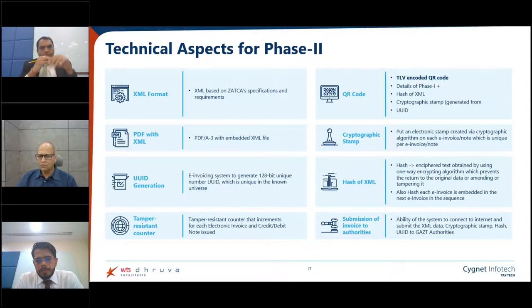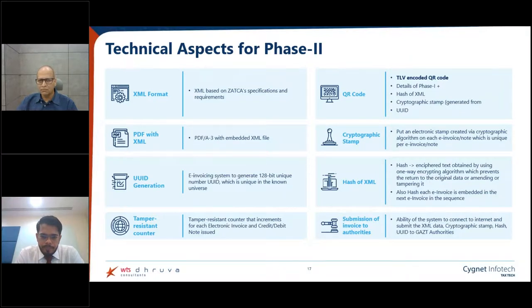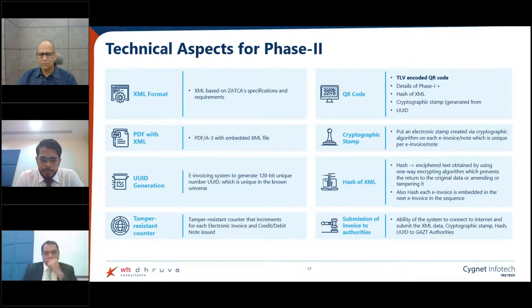Now the QR code which is printed on these invoices will also need to have the XML hash and the UUID as part of the data stored in the QR code. So that's another area of the upgrade. But since in phase 1 we are already going to generate the QR code, this will just be adding a few more fields to it. But the fields which are going to be added are going to be the key implementation challenge for your IT teams, and that's why we recommended a central system.